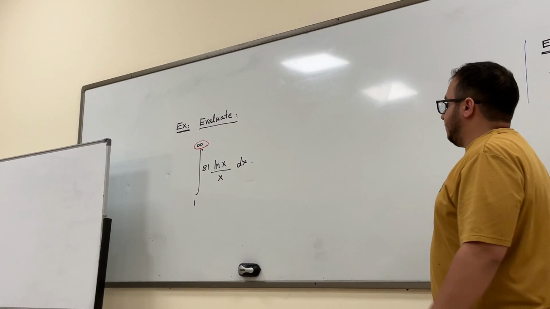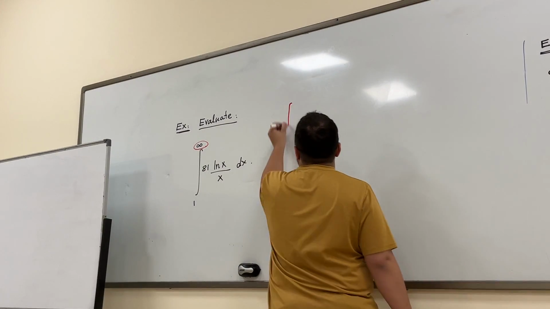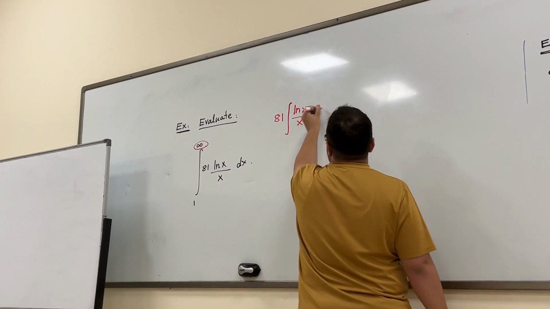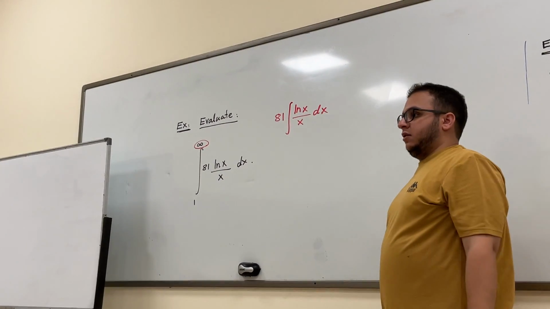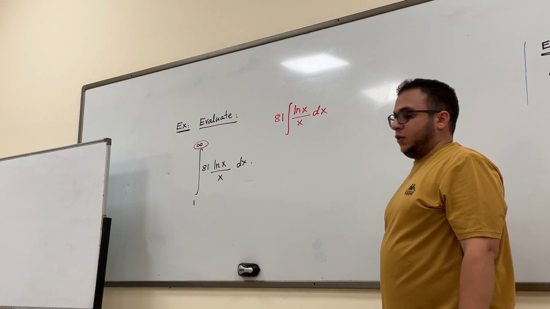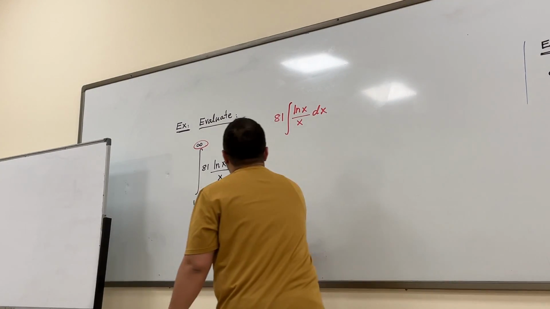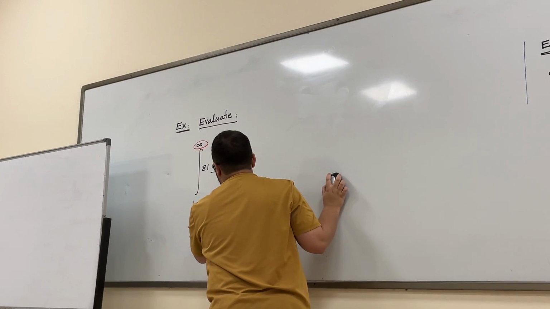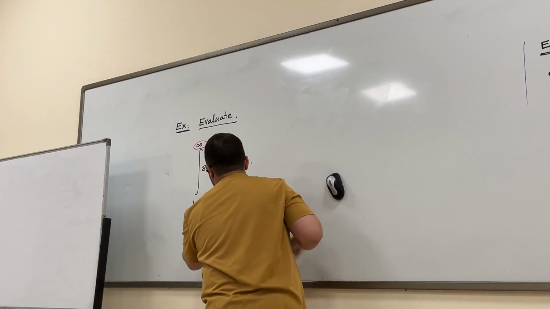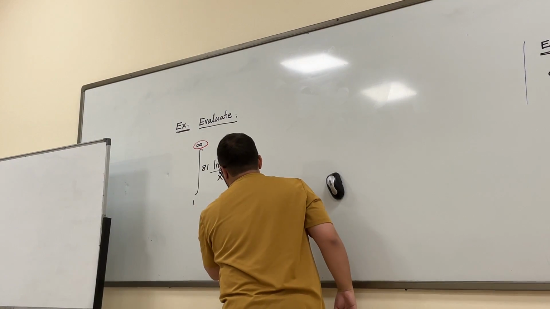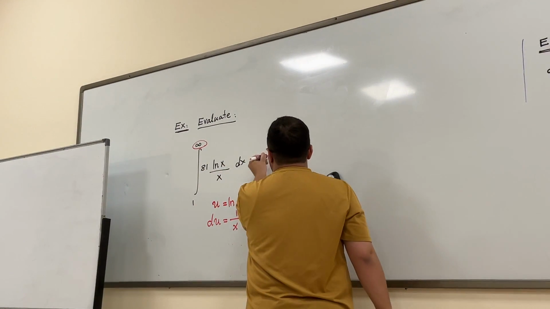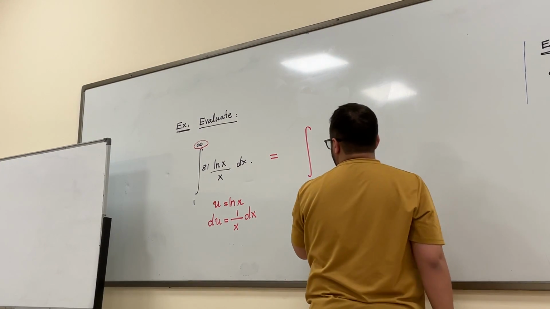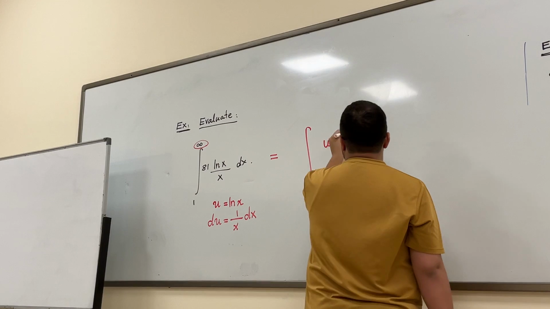Okay? Now, if I give you this integration, forget about the 81, it's not just outside. If I give you this integration, how would you solve it? Substitution. Use substitution, yeah? So what do I take u as? Yes, function and its derivative. So u is ln x, and du is 1 over x dx. So this becomes the integration of u du.